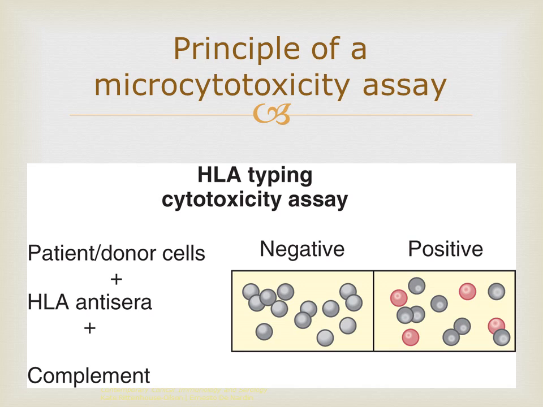So after that is allowed to transpire, we stain the cells, and only the dead cells will take up the pink stain, so that pink cells indicate a positive result, meaning the tested cells contained the corresponding antigen to whatever antibody was put into the test tube. A negative result, no pink cells, meaning that the tested cells did not possess the tested for antigen.